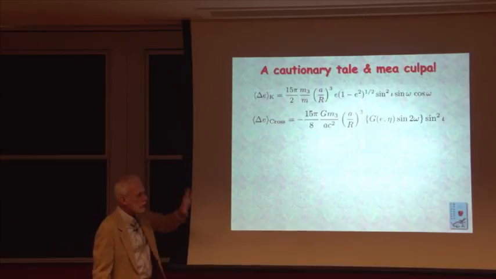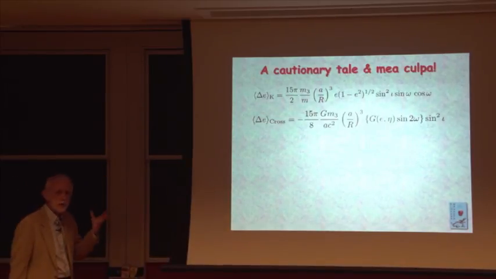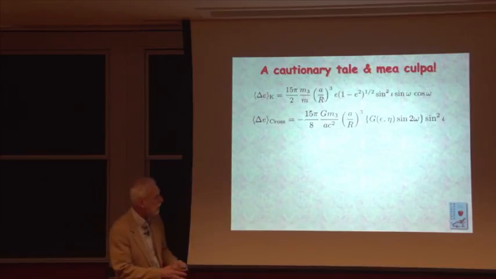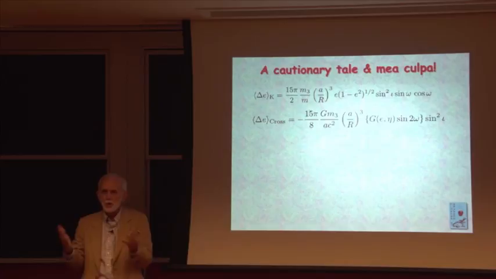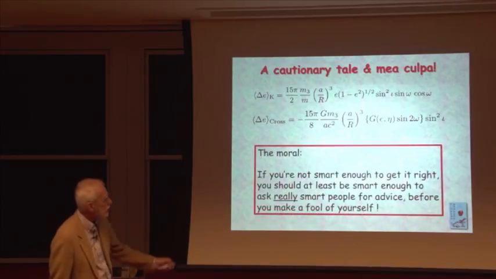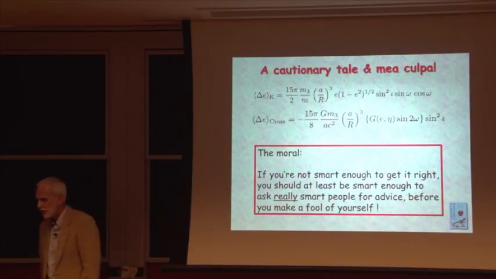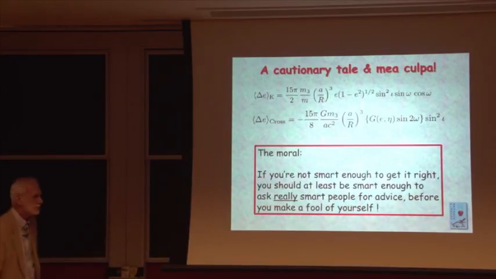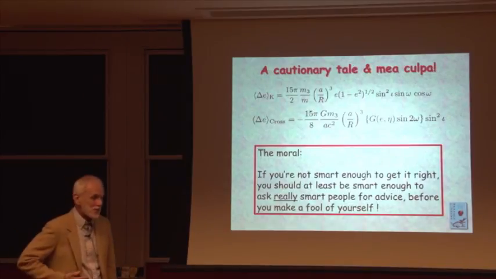So the terms I showed earlier are the correct terms. They lead to oscillatory behavior. But the conservation of energy still holds exactly as I described with these equations of motion. But I say all this because there's a moral to the story. If you're not smart enough to get it right, you should at least be smart enough to ask really smart people for advice before making a fool of yourself. So that's both for young and old. That's a good lesson for all of us, especially me.